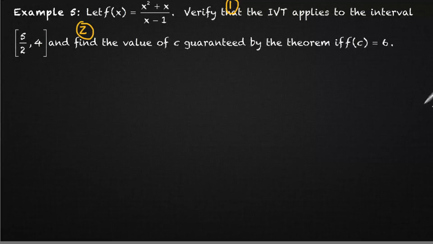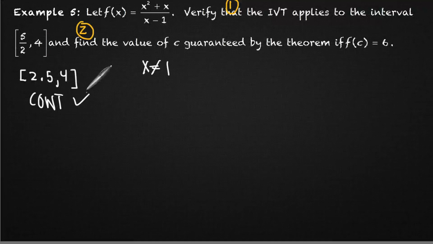First thing, let's see. Can we use the intermediate value theorem? Well, let's see if x equals 1 is the only point of discontinuity in this function, and it is, then we don't have to worry about the function being not continuous in this interval because this interval is only going from 2.5 to 4, and 1 is outside this interval. So between 2.5 and 4, the function is continuous. Check. It's a closed interval. It has brackets. So closed interval. Check.